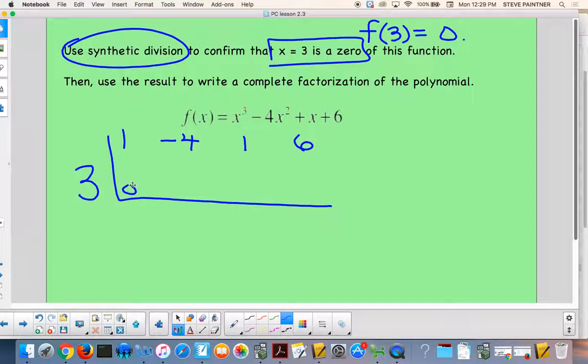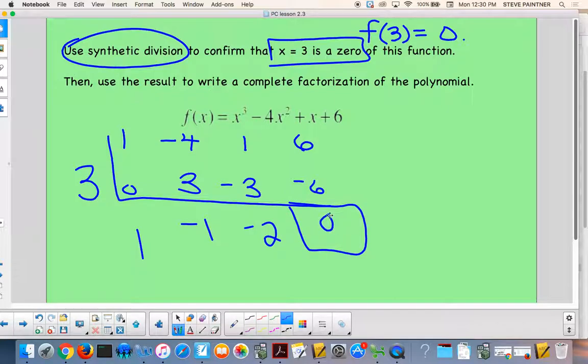Bring down the 1. Multiply. Multiply. Here you get -2. Multiply. So, is it a 0? Yes. So, yes, it is. Okay? All right, next. Then, use the result to write a complete factorization of the polynomial.